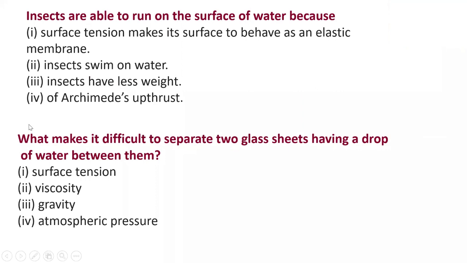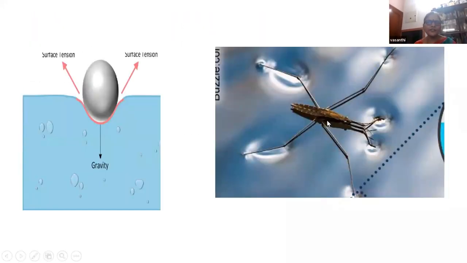Insects are able to run on the surface of water. That's what we are going to see now. You must have seen some insects crawling on water. When they are crawling, defying gravity, they are able to float on water. We can't walk on water, whereas insects can walk on water. You must have seen, isn't it?